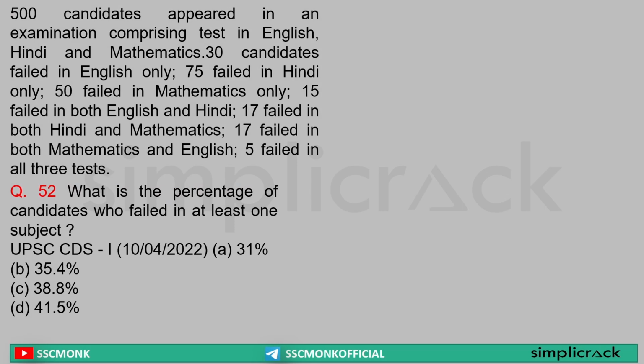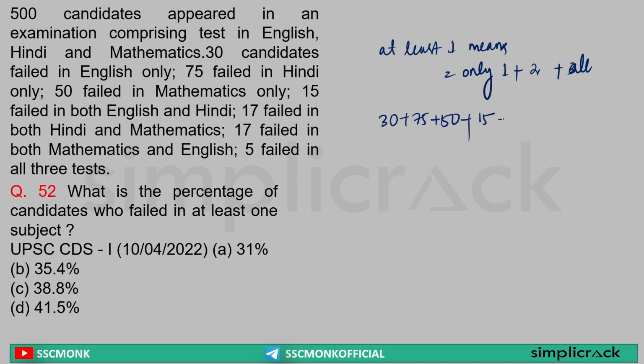Next. Same question, but it is asking what is the percentage of candidates who failed in at least one subject? At least one means only one plus two plus all, or even if 3 or 4 is there. So now, only one, how many? 30 plus 75 plus 50. Then both: 15 in English and Hindi, 17 in Hindi and Mathematics, 17 in Mathematics and English, and 5 in all subjects. Divided by total students 500.